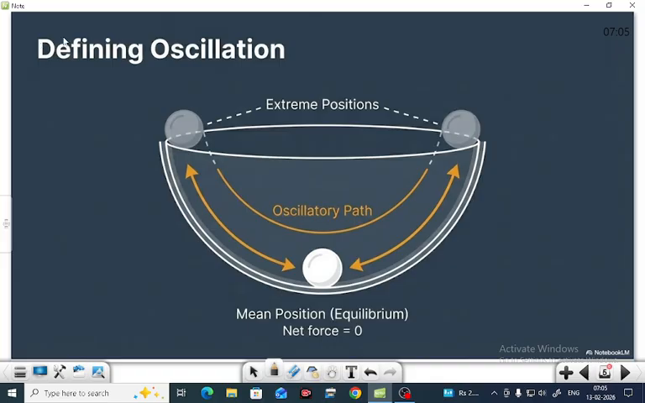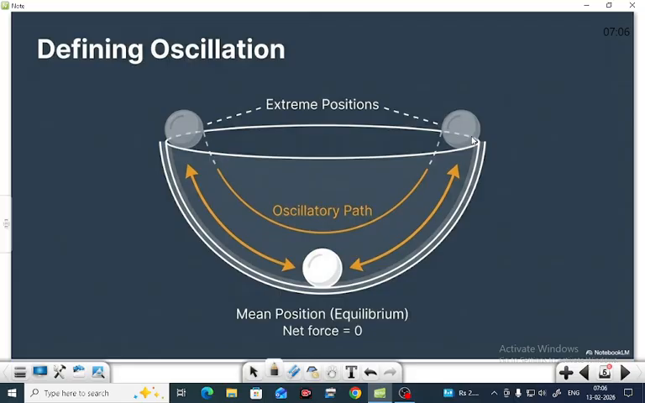Defining oscillation. These are the extreme positions and this is the mean or equilibrium position. At the equilibrium position, the net force is equal to 0. This is the oscillatory path. It is oscillating in this way. So this point and this point are known as extreme positions and this is the mean position.